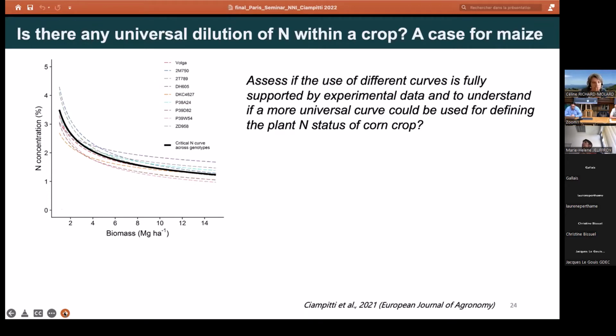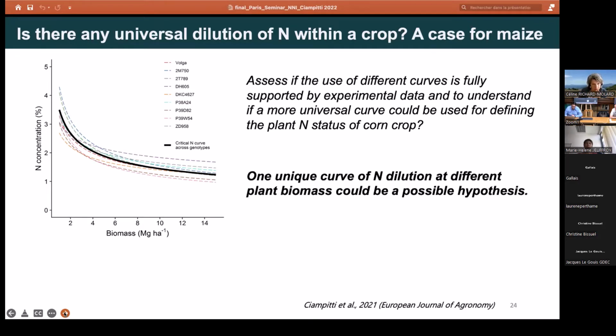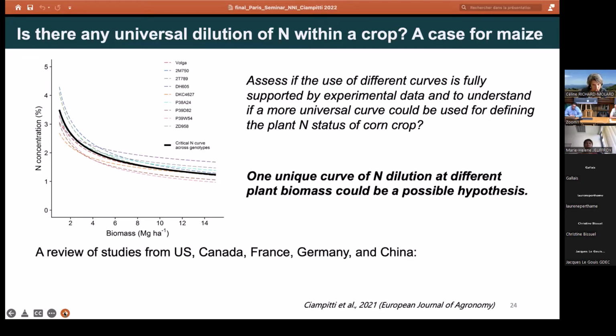We have another study that we conducted, I think 2 years ago, looking at the universality of the dilution curves. For that, we did a review analysis on different maize data sets. These data sets came from different sections of the world: US, Canada, France, Germany, and China.